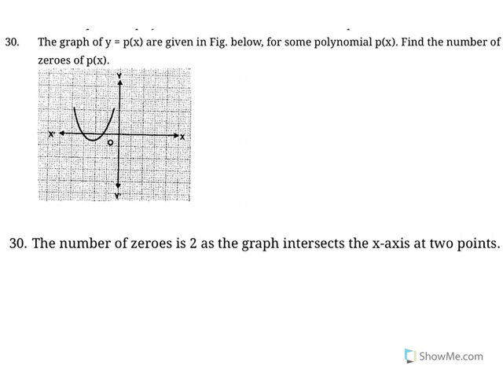Here we've got to find the number of zeros for this polynomial. To find the number of zeros, we find how many times it has cut the x-axis. So here is 1 point, here 2 times. So the number of zeros will be 2, as it cuts the x-axis at 2 different points.